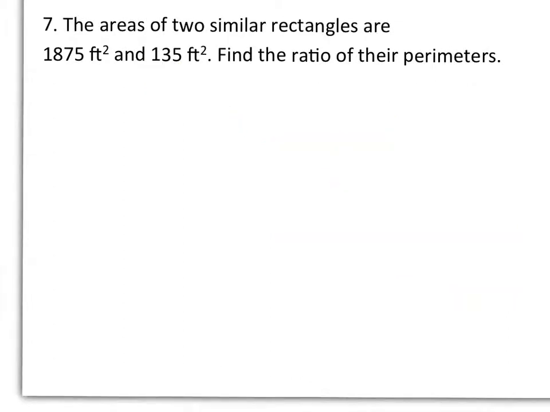In 7, it says the areas of two similar rectangles are 1,875 feet squared and 135 feet squared. Find the ratio of their perimeters. So when we went from ratio of perimeters to ratio of area, we squared both numbers. So here we'll have to take the square root. So let's first write the ratio here. So that's 1875 to 135.